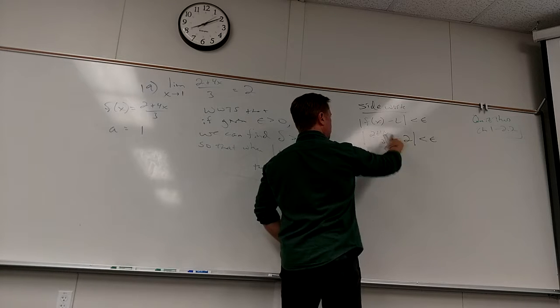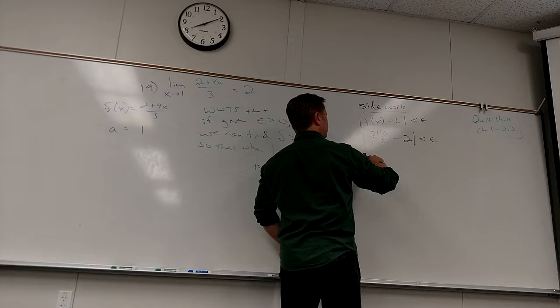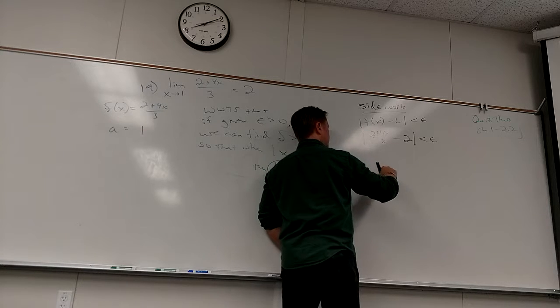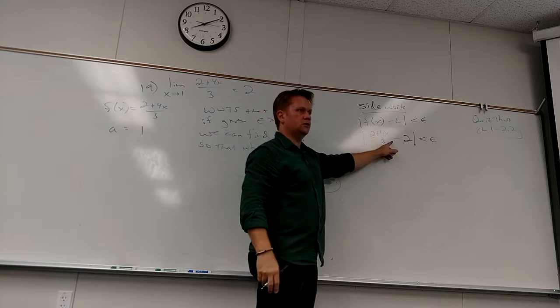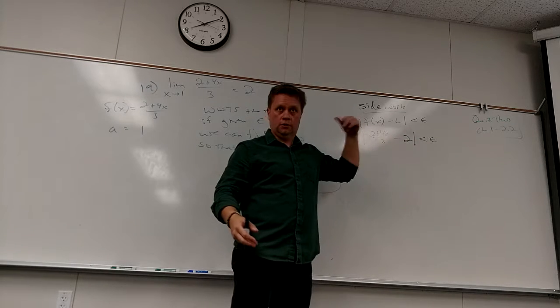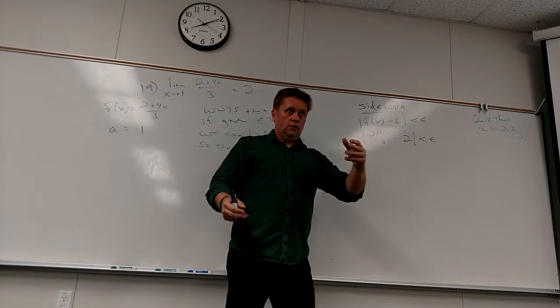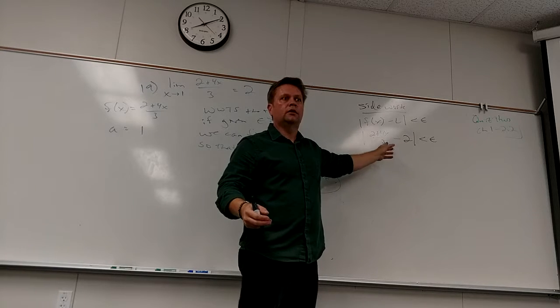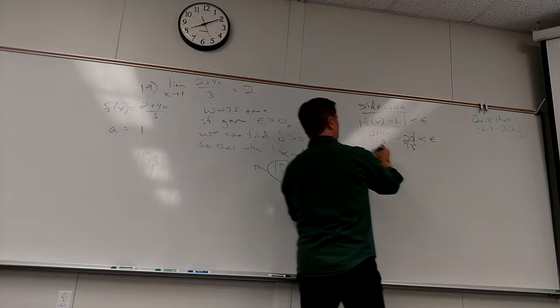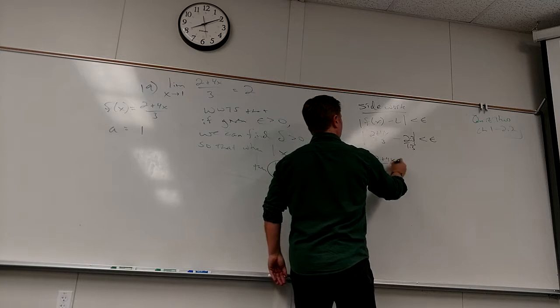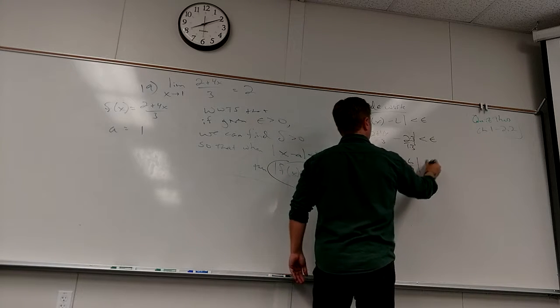Can you do anything on the inside? Is there something I can do? What does it want me to do inside? It wants me to subtract. So how am I going to subtract this? How do I subtract those? LCD. So what's this guy need? 3. So then we get 2 plus 4x over 3 minus 6 over 3.